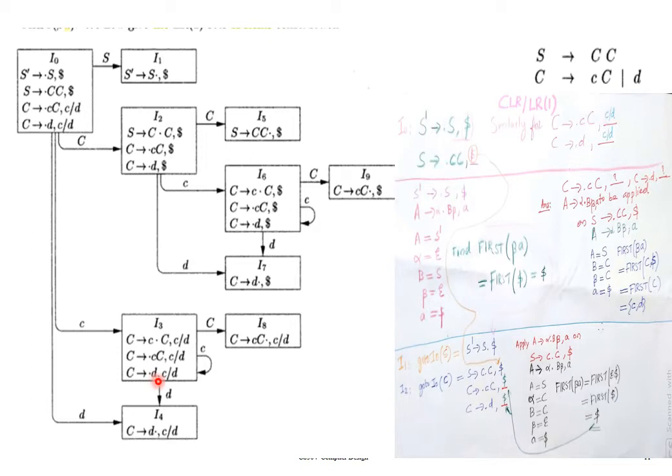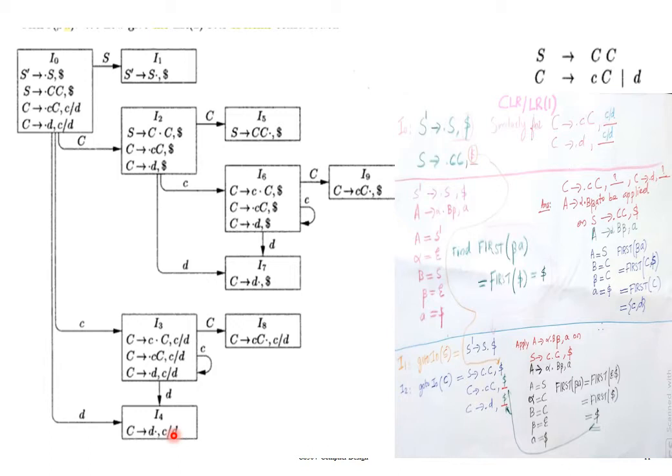Goto of I4. Is there any goto for I4? No, because after the dot there is no symbol. Then in I5 also there is no symbol after the dot. I6, after the dot there is capital C. So goto of I6 on capital C is I9, that is C gives small c capital C dot comma dollar. This dollar is copied. We cannot add any more items to this I9. Then I6 on small c, that is C gives C dot C comma dollar, again gives the same I6, so we have given it as a self loop.